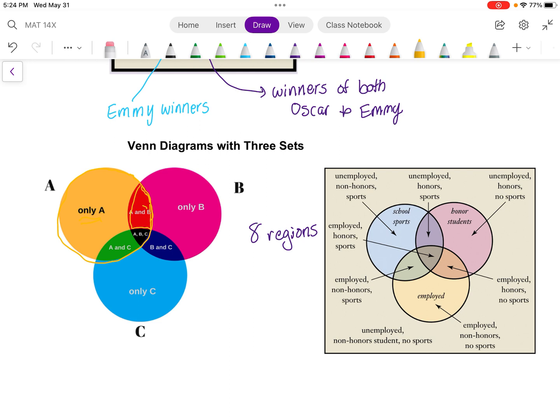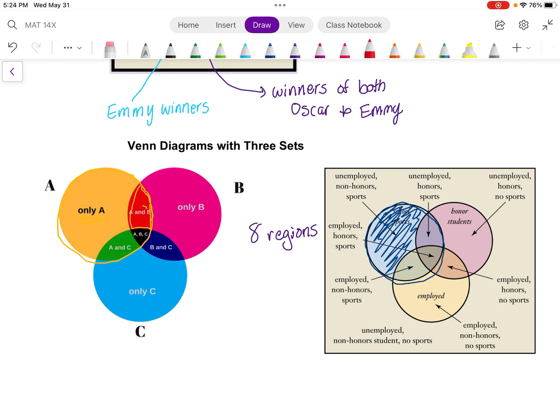And to see that more clearly, we have an actual example over on the right here, where you'll see the blue circle there, those are school sports. So if I wanted the number of people involved in school sports, I would look at everyone in that whole blue circle. But if I wanted just people who did school sports, but they weren't employed and they weren't honor students, then I would only focus on that blue area up here. These are people who only play sports. They're not honor students. They're not employed.